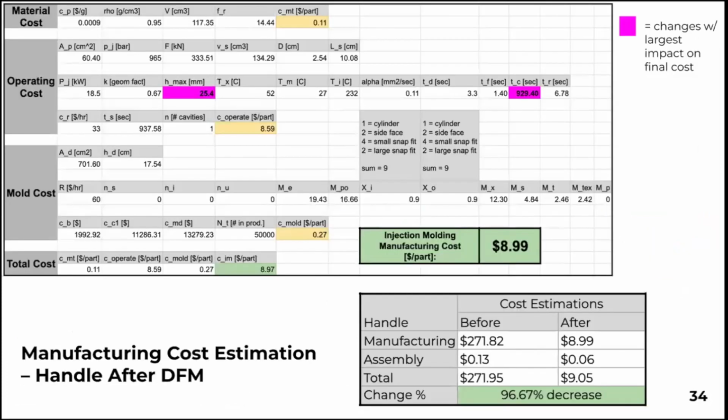After the redesign passed all DfM Pro checks, another cost estimation was conducted. Our redesign reduced both manufacturing and assembly cost estimations for the handle, with the manufacturing cost dropping to just under $9 per part. This reduction allowed for an overall cost decrease of over 96%, with the majority of the reduction coming as a result of the decreased diameter, ultimately dropping cooling time by 93%.